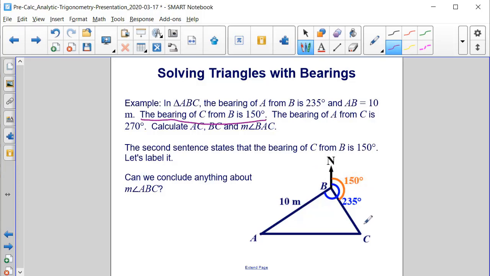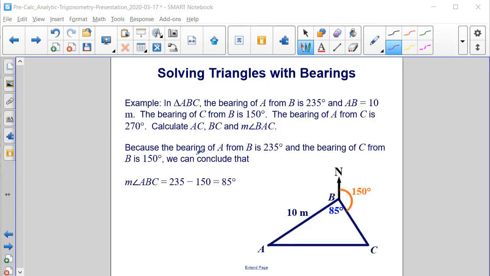So that means that from B to C, this angle measurement here is that 150 degrees, so we labeled it. Can we now figure out the measurement of angle ABC? In other words, the smaller angle right here? Take a moment, pause the video to calculate your answer, and when you unpause it, the solution will be given.